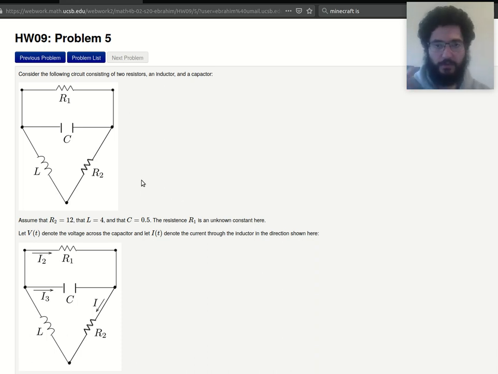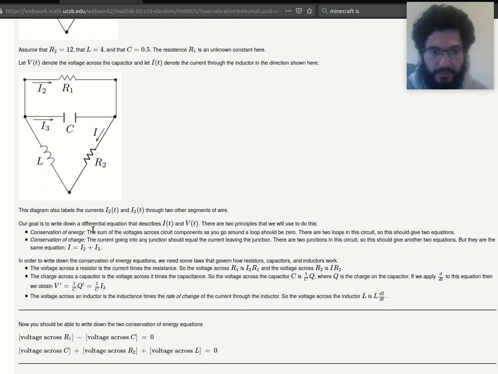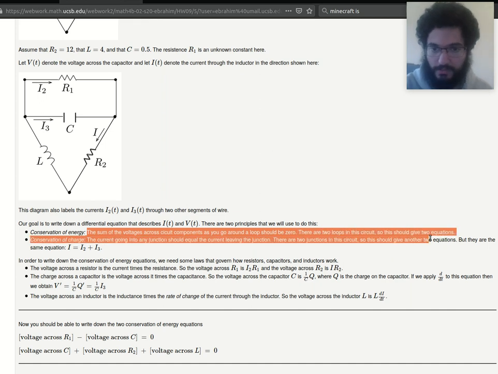So previously, how did you handle the individual loops and write down differential equations for those? Well, you would use Kirchhoff's voltage law. So that was the idea of conservation of energy. So I remind you about that here. That's just the sum of the voltages across the components around the loop should be 0. And this law will lead to a differential equation.